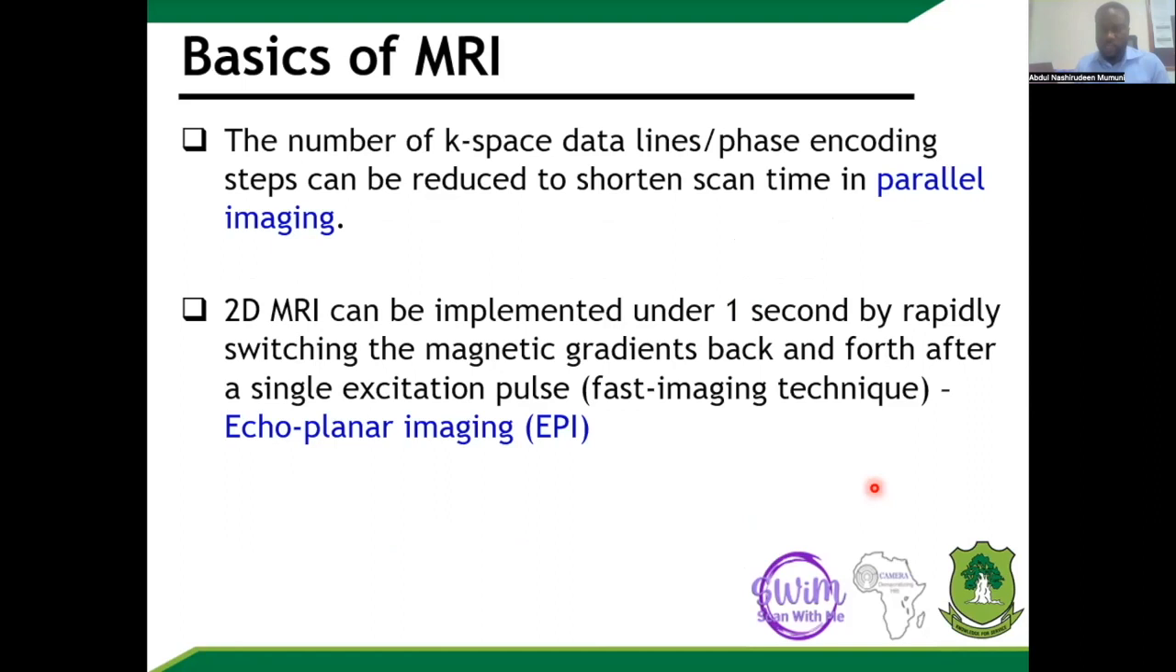And also when we need to capture images in real time, where we're looking at functional imaging, like imaging the heart or imaging brain activation during functional MRI, you can also use echoplanar imaging techniques, which enables us to collect signals as we rapidly switch on and off the gradients, whilst applying just one excitation pulse to the anatomy of interest.